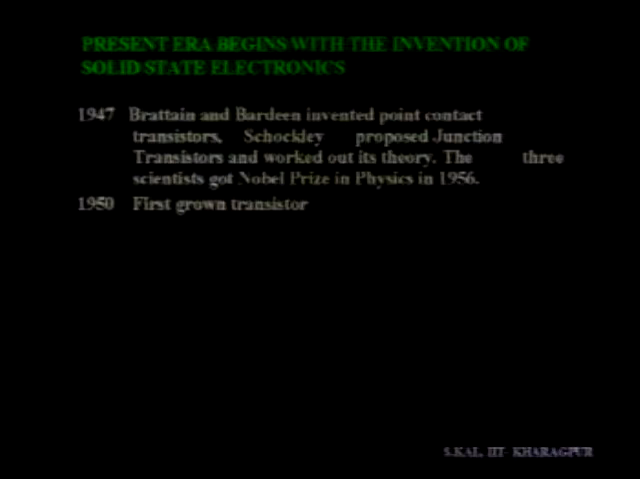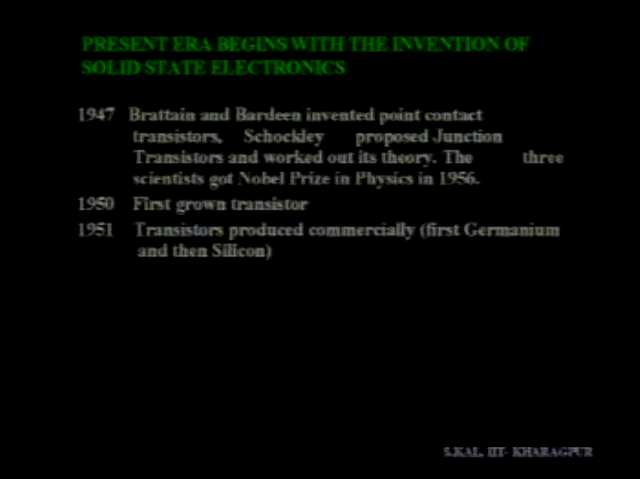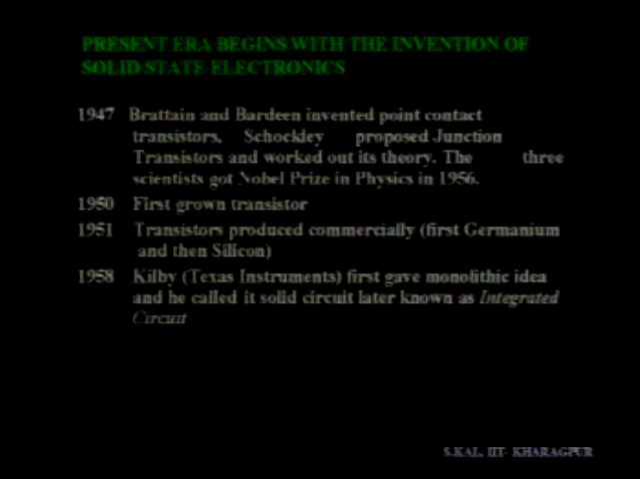After 3 years, in 1950, the first grown transistor was reported. And in 1951, the transistor was produced commercially. Obviously, the first commercial transistors were germanium, and then silicon transistors came into the market. In 1958, the revolution of integrated circuits started from the discovery of monolithic circuits, which later became known as integrated circuits. This idea first came from a renowned scientist from Texas Instruments, known as Kilby. And now I would like to mention that monolithic idea, which later became known as integrated circuits. What is known as monolithic?